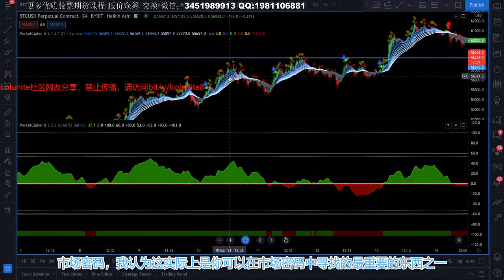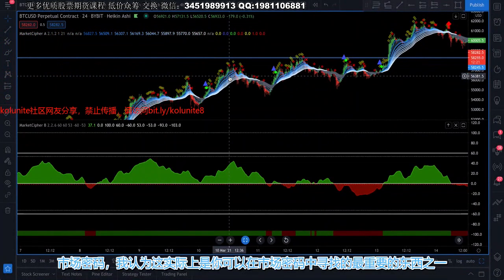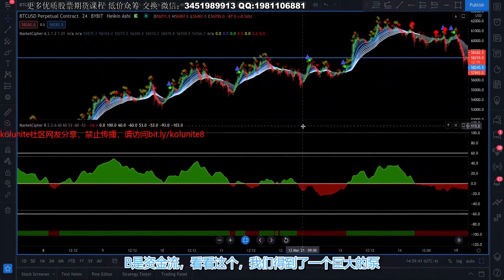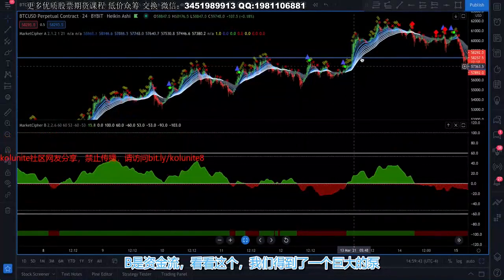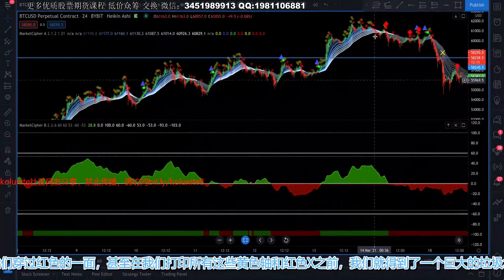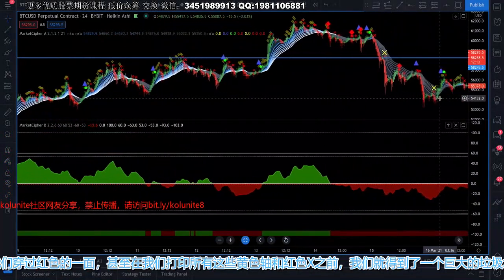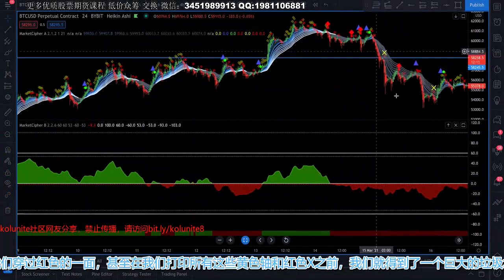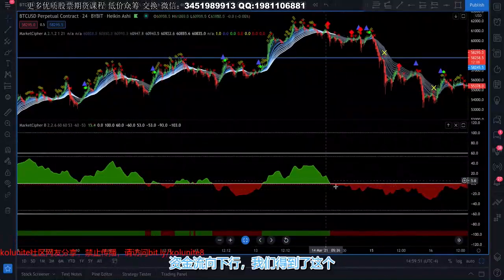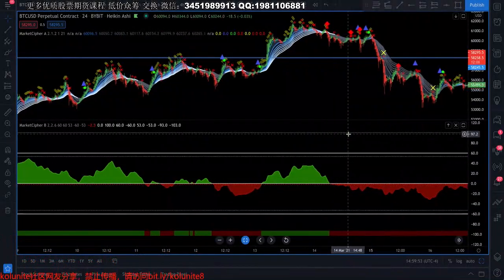And I think it's actually one of the most important things you can look for on Market Cipher B: the money flow. Look at this. We get a cross and a huge pump. We get a cross to the red side, and we get a huge dump, right? Even before we print all these yellow X's and red X's, money flow comes to the downside. We get this huge dump.